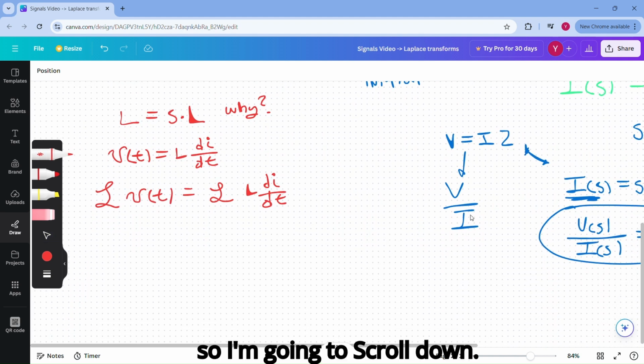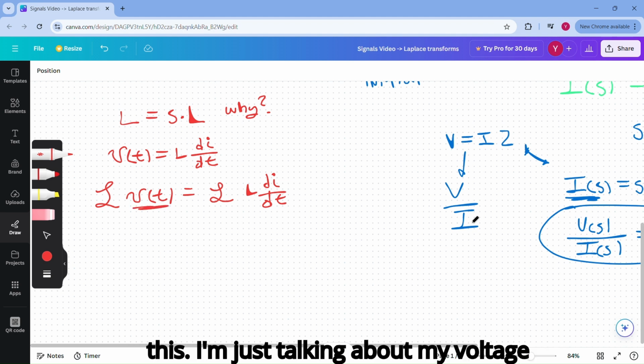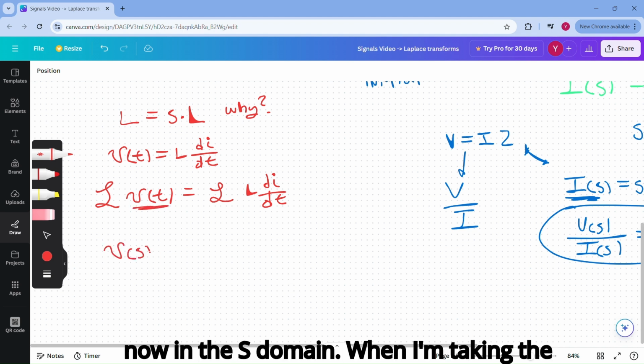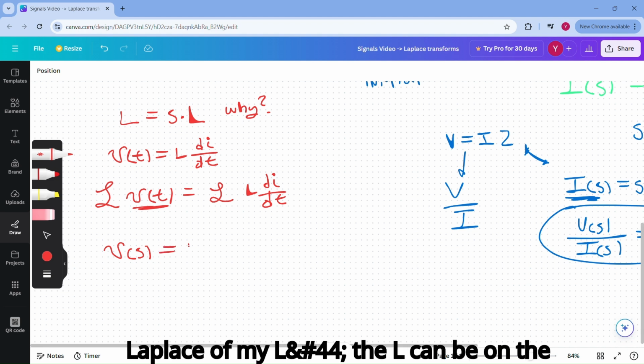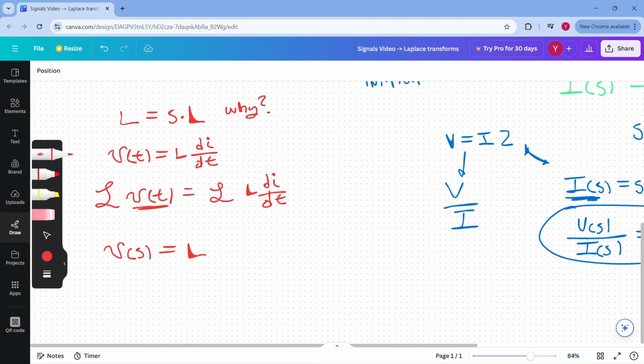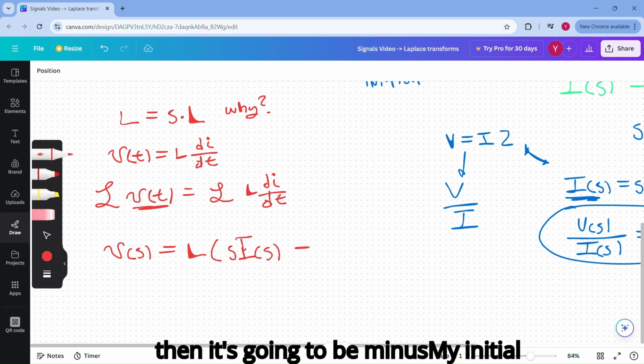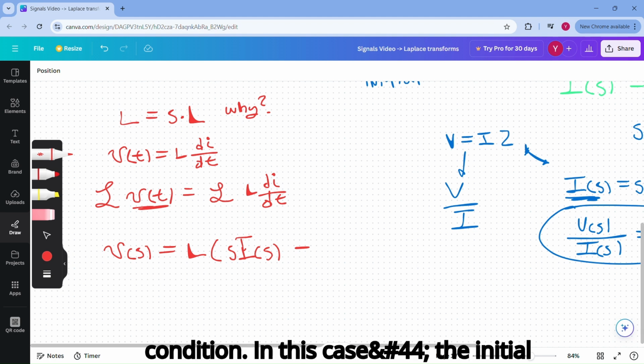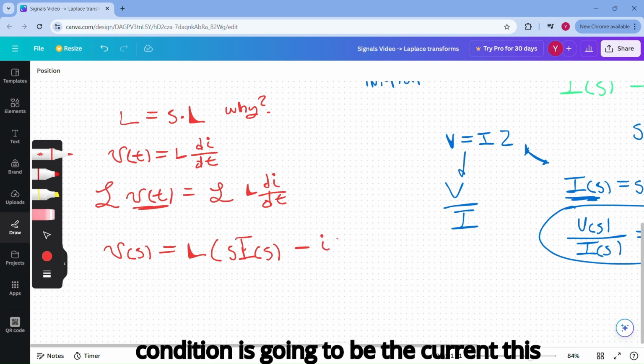I'm going to scroll down. Remember, when I take the Laplace of this, I'm just talking about my voltage now in the S domain. When I'm taking the Laplace of my L, the L can be on the outside of my equation because it is a constant. And now I'm going to have S times I of S. So that's my function. And then it's going to be minus my initial condition. In this case, the initial condition is going to be the current this time.